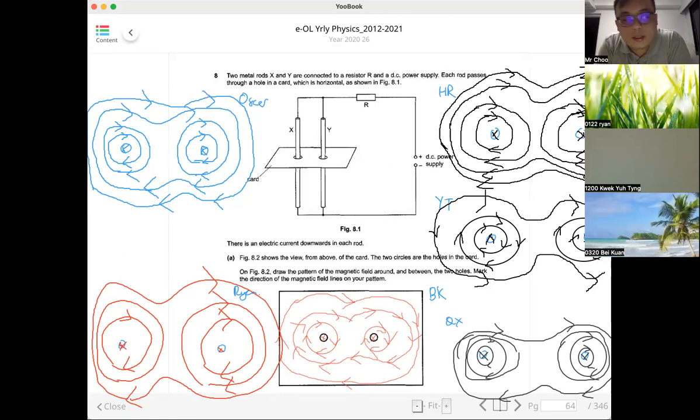Ryan, my question is, based on this diagram, would the two wires move towards each other or away from each other? Yiting, why? You look at the pattern. Why will it move away? Okay, well done, Yiting. You may go.